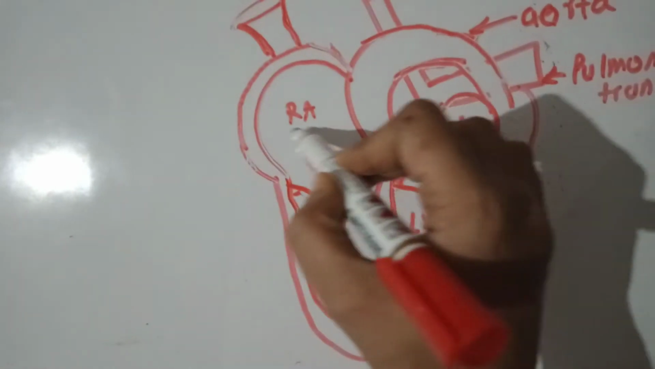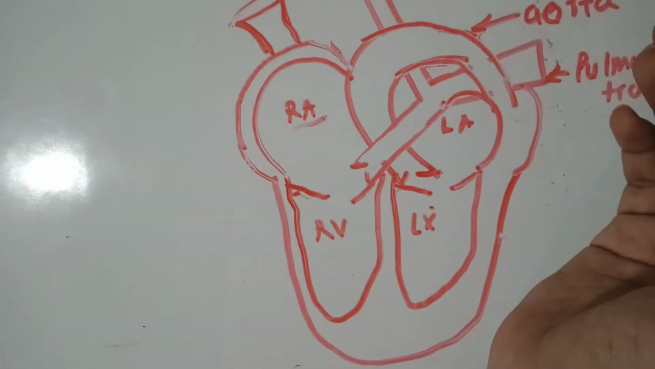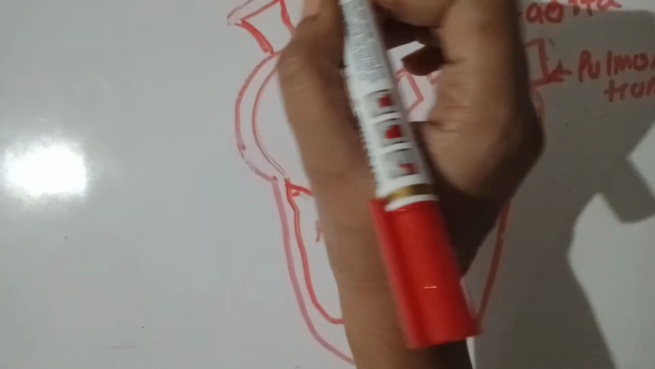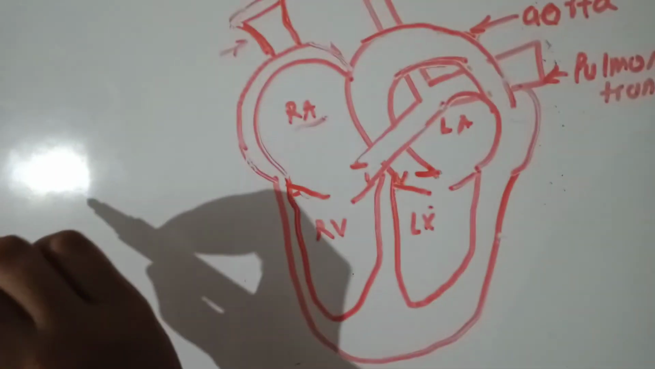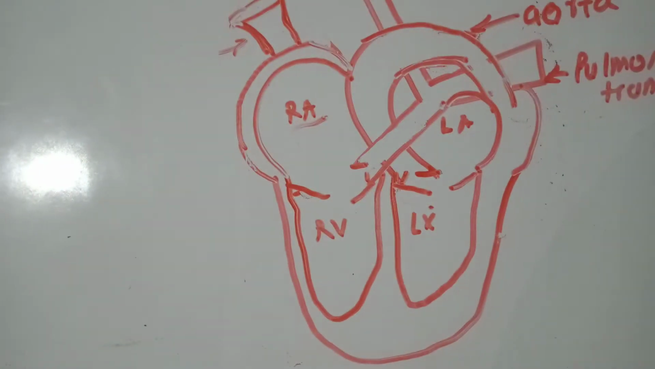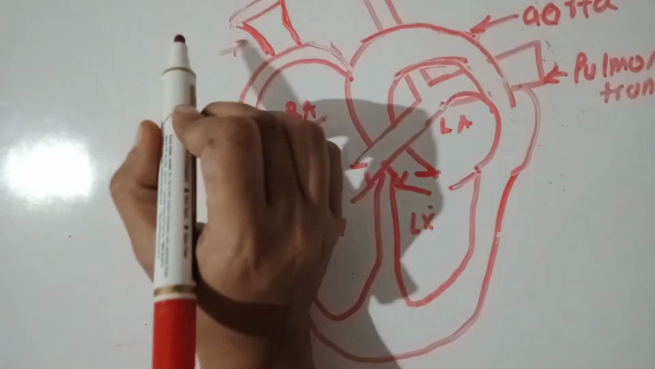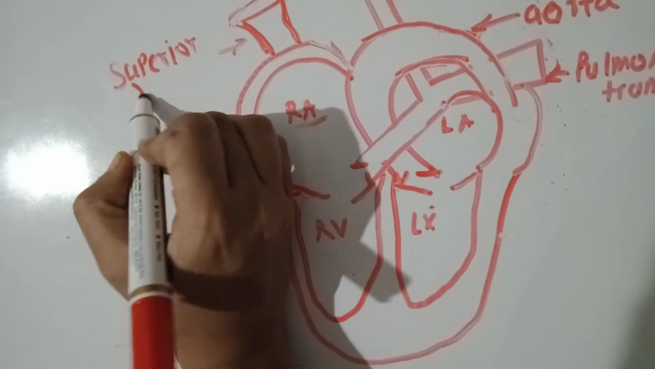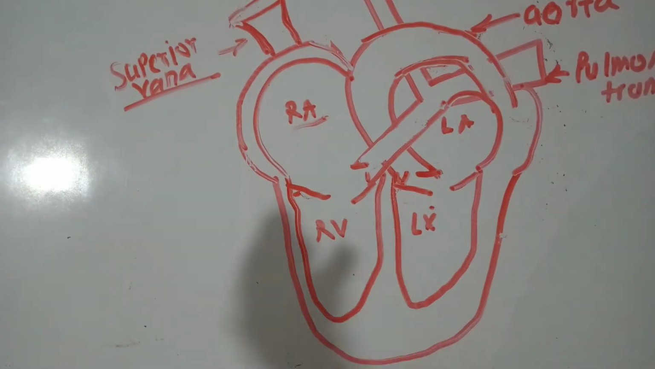So students, the right atrium, as you know, the right part of your heart, contains deoxygenated blood. The deoxygenated blood gets collected from all parts of your body. These are the veins that collect all the blood and give it to your heart. This is called the superior vena cava. It collects all the blood from the upper body part.